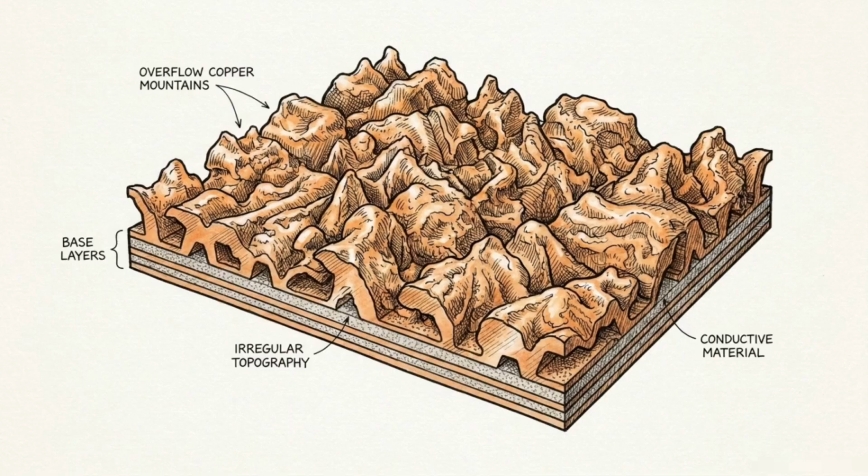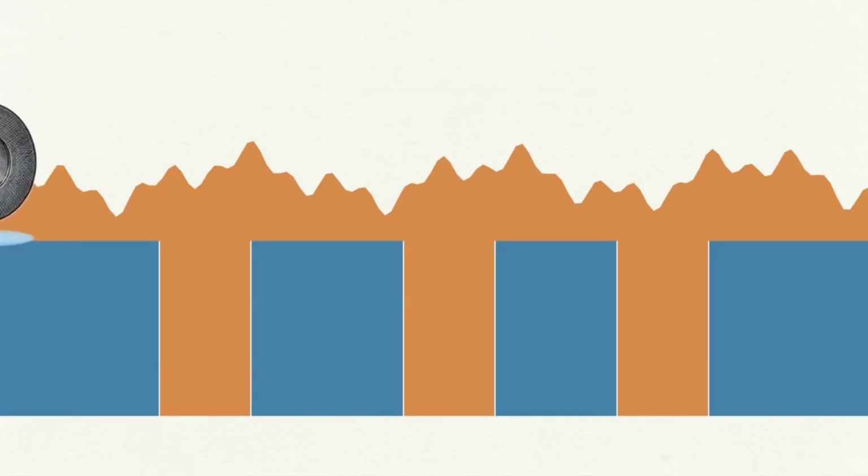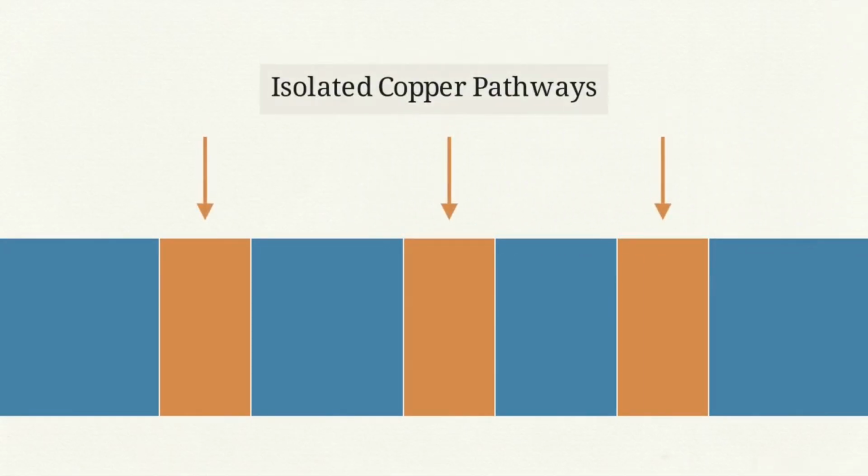But the deposition process inevitably leaves a sloppy, uneven overflow of copper across the top surface, which prevents the stacking of the next vertical layer. To solve this, the wafer must undergo a violent physical reset, known as chemical mechanical planarization, or CMP. As shown here, CMP applies chemical slurries and uses an abrasive pad to physically grind the top surface perfectly flat. What remains are isolated copper pathways sitting perfectly flush with the silicon dioxide.